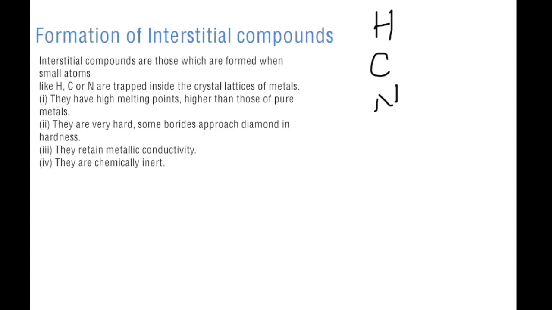Such compounds usually possess a higher melting point and boiling point than that of the pure metal. They are also very hard. They retain the metallic conductivity. And they are also chemically inert. If the metal is active, the interstitial compounds are usually inactive or inert.